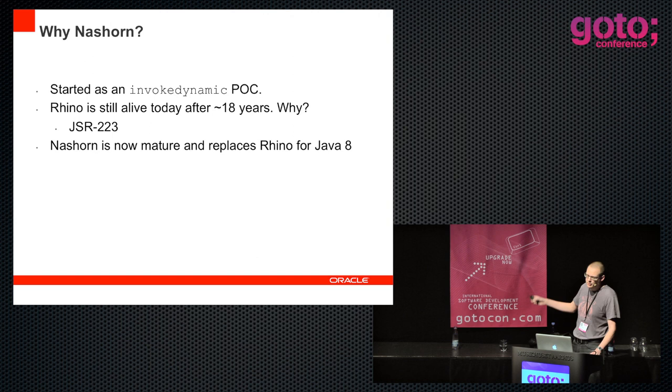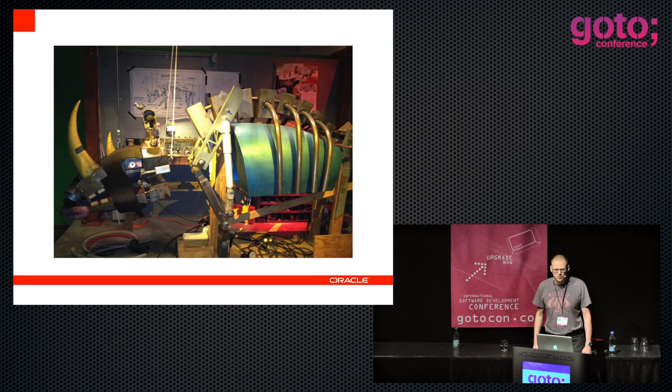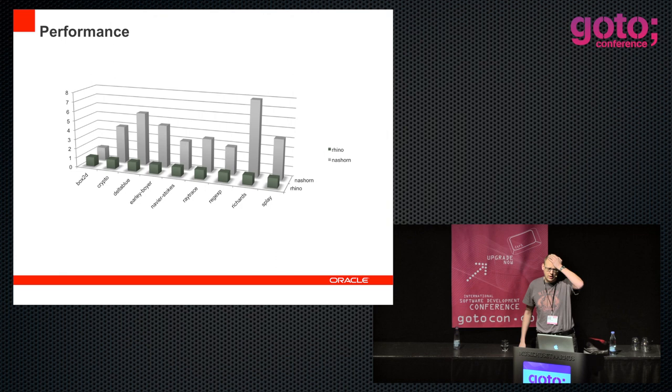So Nashorn is now mature, and if this is Rhino, this is what we're replacing it with. Something for a clean room implementation for the modern world, a robotic rhinoceros. I'm actually going to show you a performance slide now. You shouldn't take too much heed of it because it's Nashorn normalized against Rhino, and high is good, on the Octane benchmarks, part of the V8 suite. And they're sort of the SPECjvm98 of the JavaScript world. You can't read too much into them.